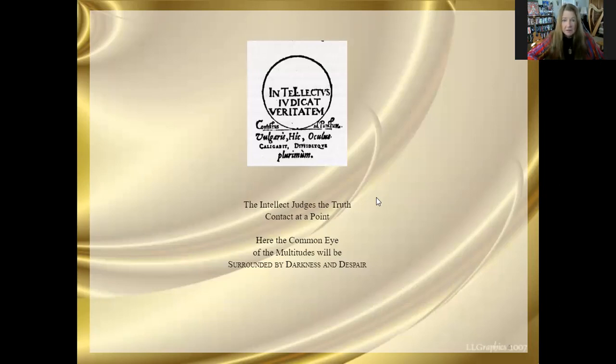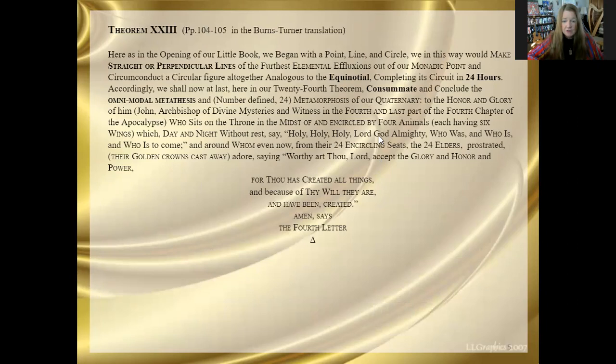And let's now jump back in to this short paragraph. You probably by this time will get the allusions before I tell you what they are, but let me just read through this to you and we'll go over it together. He says, here, as in the opening of our little book, we began with a point, line, and circle. We in this way would make straighter perpendicular lines of the furthest elemental effluxions out of our monadic point and circumconduct a circular figure altogether analogous to the equinoctial, completing its circle in 24 hours.